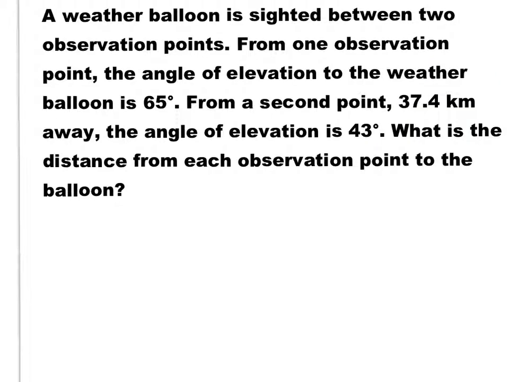Okay, example 3. We have a weather balloon which is sighted between two observation points. From one observation point, the angle of elevation to the weather balloon is 65, and from the second one, which is 37.4 kilometers away, the angle of elevation is 43. The question is, what is the distance from the observation point to the balloon? So go ahead and see if you can solve it.